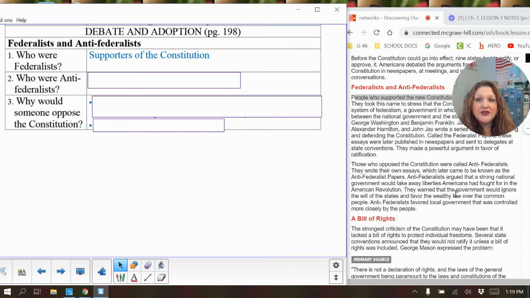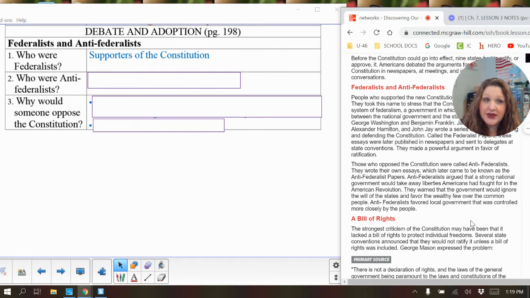And so then we're going to read on to find Anti-Federalists, which hopefully you can kind of guess what that is. Those who opposed the Constitution were called Anti-Federalists. They wrote their own essays, which later came to be known as the Anti-Federalist Papers. The Anti-Federalists argued that a strong national government would take away liberties Americans had fought for in the American Revolution. They warned that the government would ignore the will of the states and favor the wealthy few over the common people. Anti-Federalists favored local government that was controlled more closely by the people.